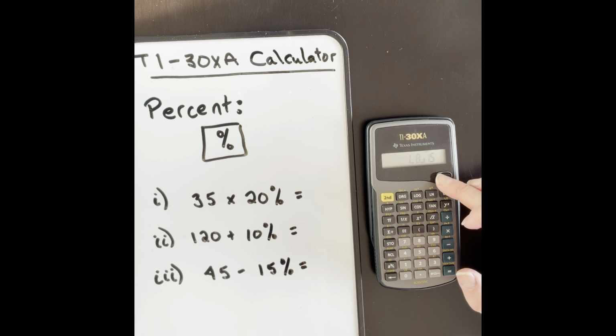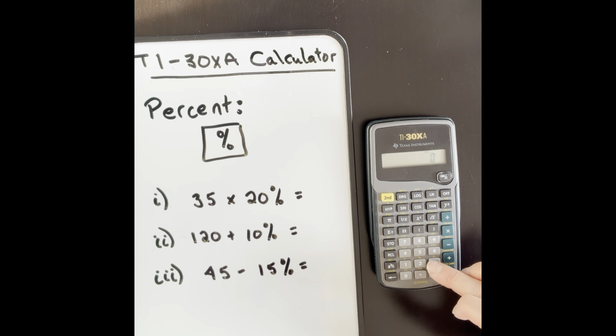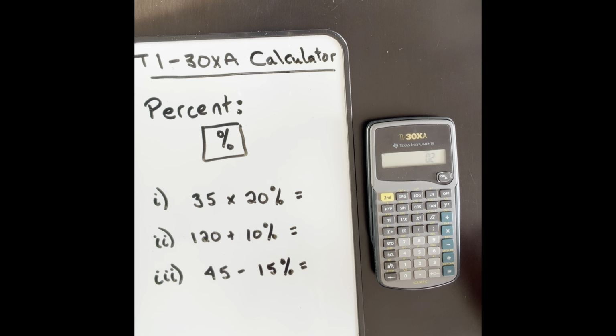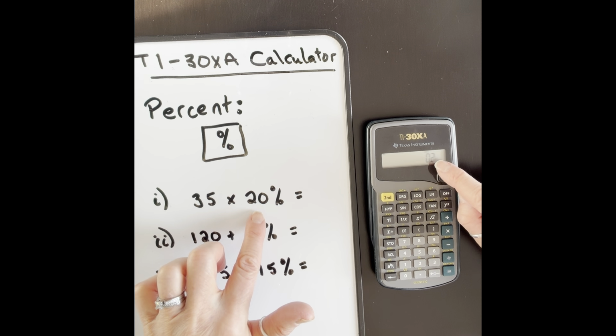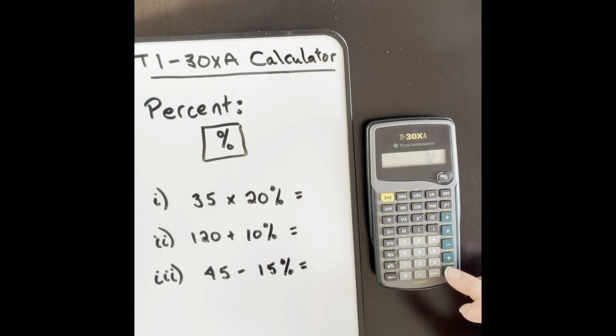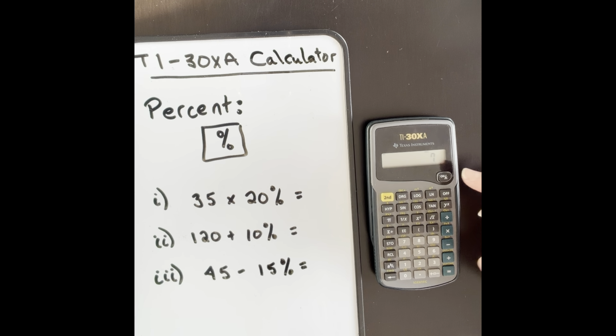Let's clear our calculator first and go 35 times 20, and then press your percent key, so second function 2. That changed 20% to a decimal. 20% as a decimal is 0.2. And remember to press equal to finish the calculation. So 20% of 35, or 35 times 20%, is equal to 7.